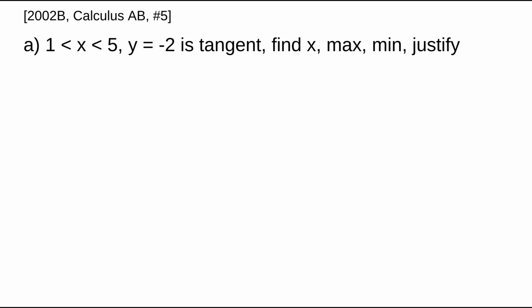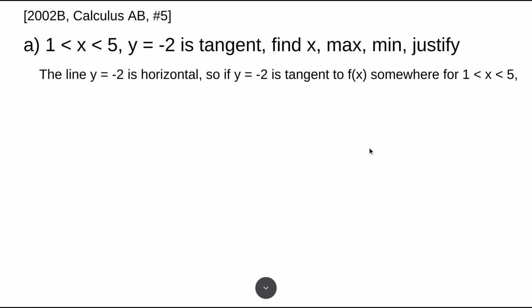to the curve somewhere. Find the x for which y equals -2 is tangent. Determine if that point is a maximum or minimum and provide a justification. So keep in mind that because y equals -2 is a horizontal line, if it's tangent to the curve at some point, that means dy dx has to be 0 at that point.